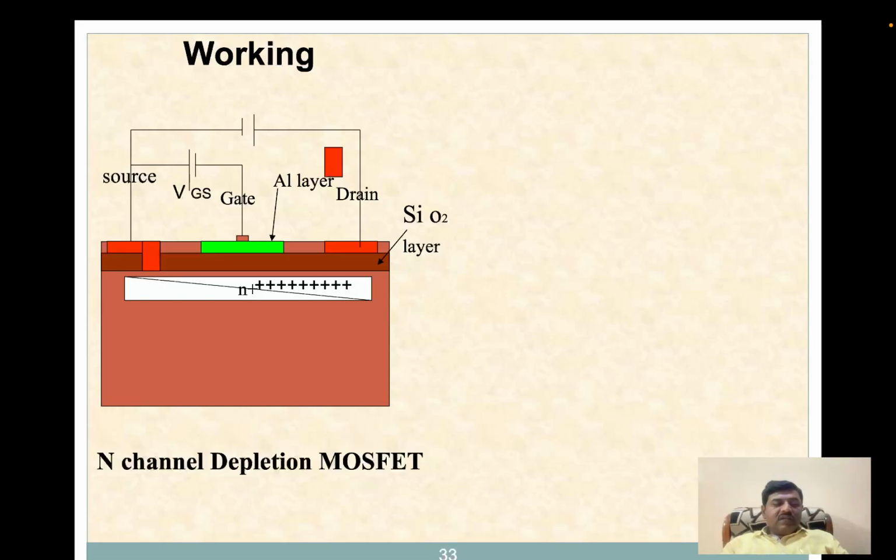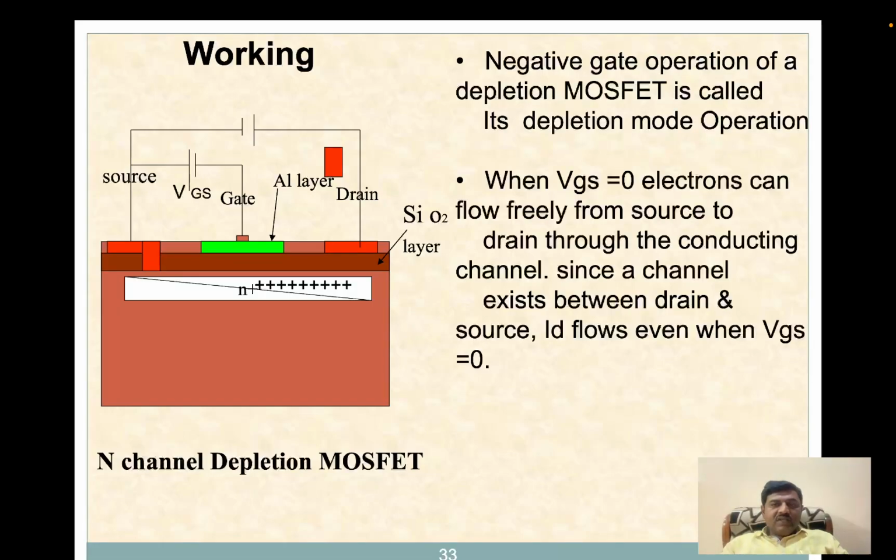And coming to the working of this N channel MOSFET, previously we had applied VGS as positive. Here you are going to apply VGS as negative. The negative operation of a depletion MOSFET is called depletion mode operation. So here you are going to apply VGS as a negative voltage.